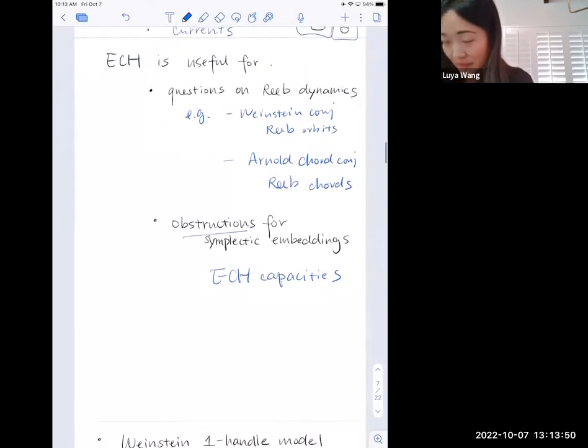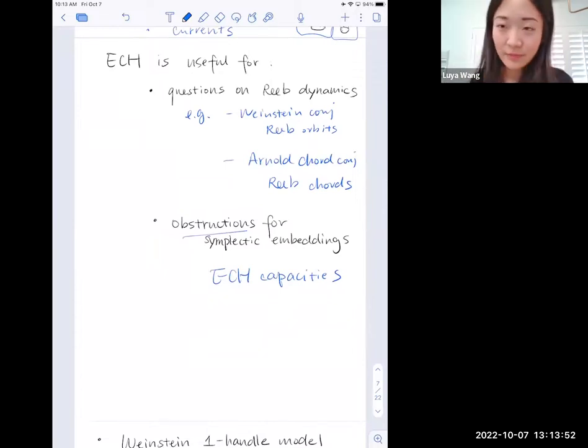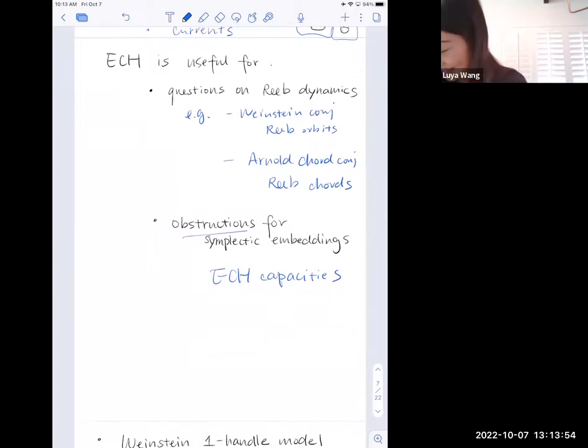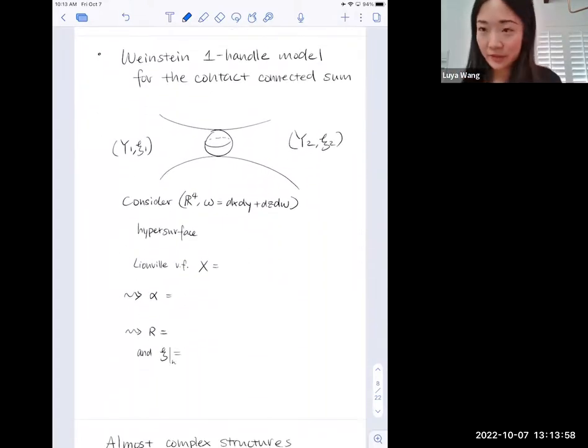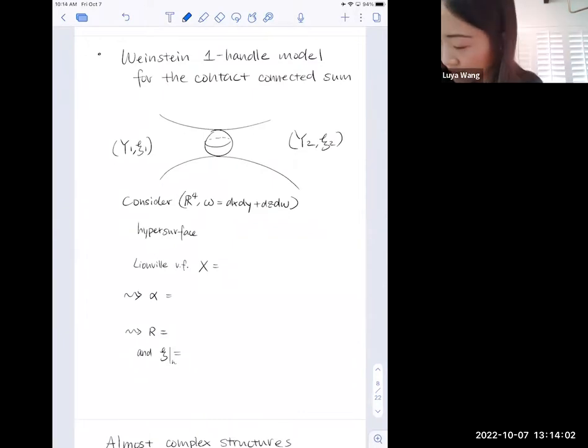Any questions before I go into the connected sum? Okay. So I pick a particularly simple model for my contact connected sum, which is the Weinstein one-handle model.